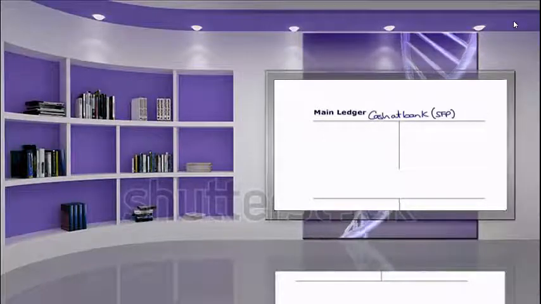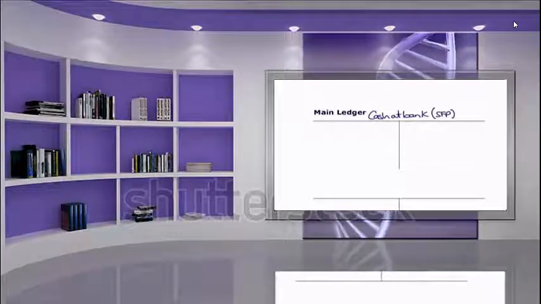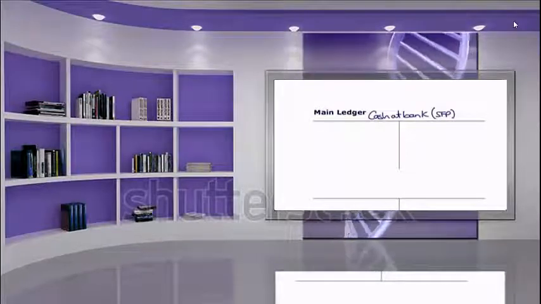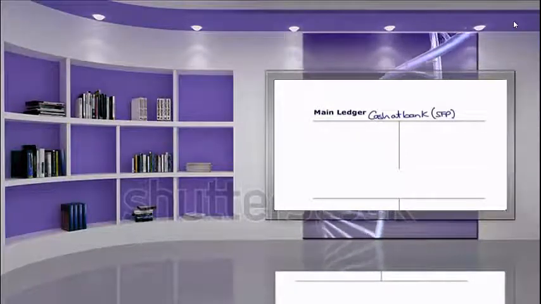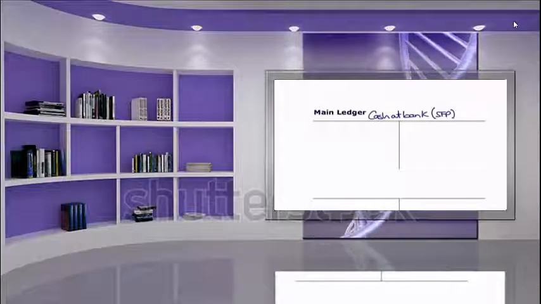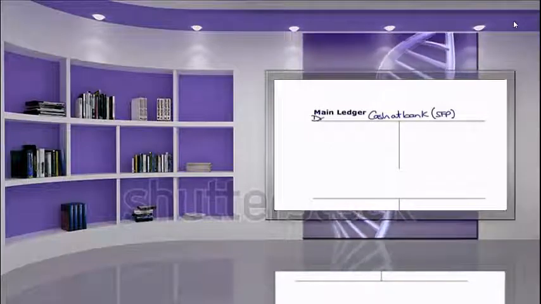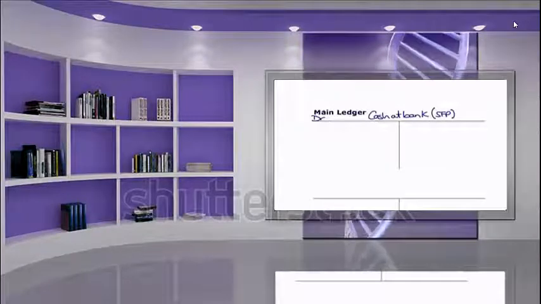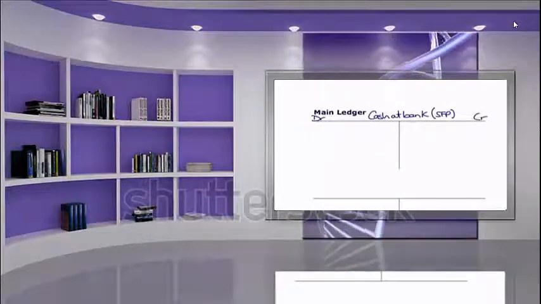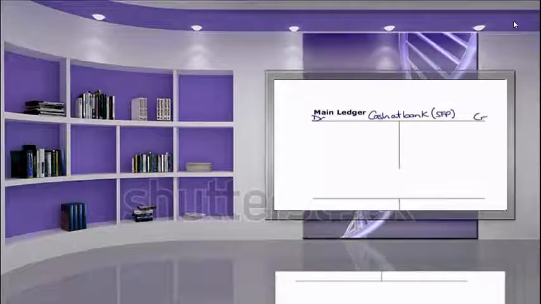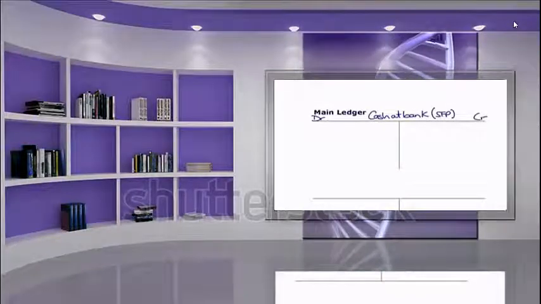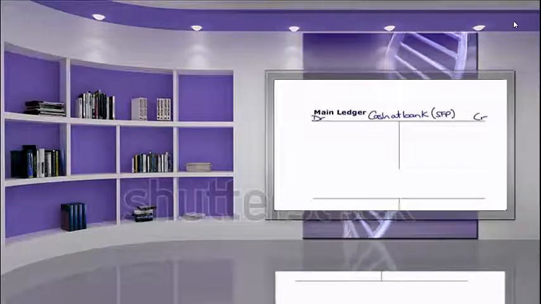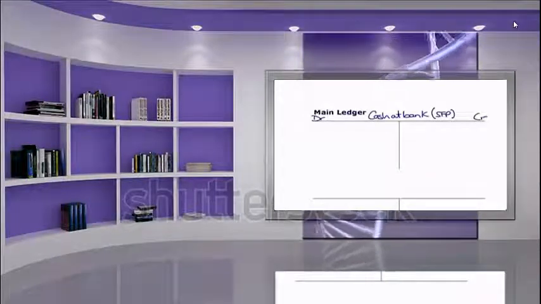Along with the name of the account at the top, we also need to state the debit and the credit side. Remember, debit on the left, credit on the right. So on the left-hand side at the top of the account, we put DR, debit, and then on the right-hand side, we put CR, credit. So debit and credit: drive on the left, crash on the right.